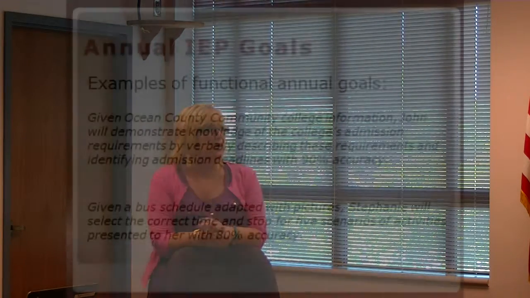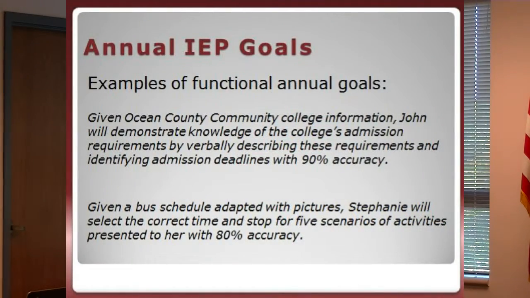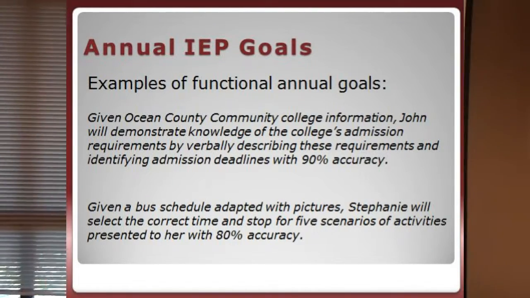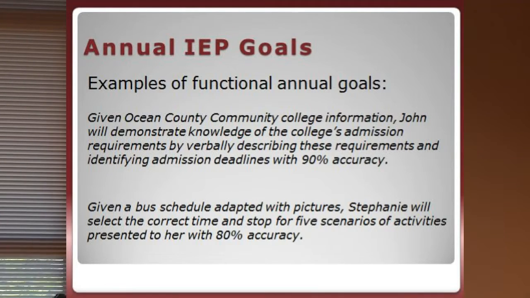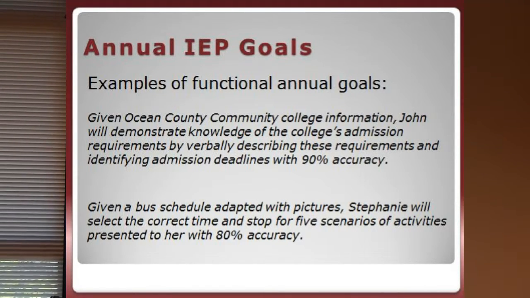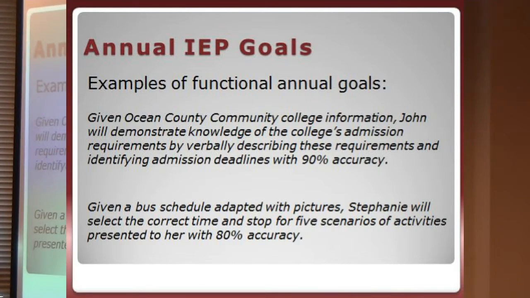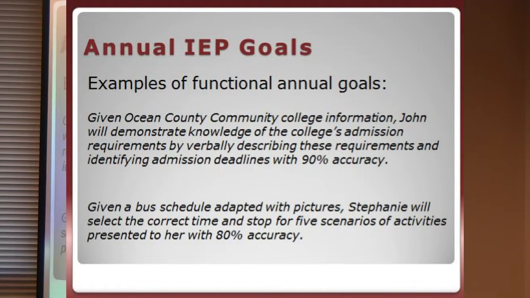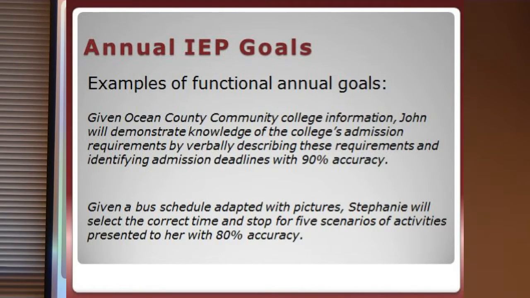So here's an example of a functional goal. Given Ocean County Community College, John will demonstrate knowledge of the college admissions requirements by verbally describing these requirements and identifying admission deadlines with 90% accuracy. A functional goal would be: given a bus schedule adapted with pictures, Stephanie will select the correct time and stop for 5 scenarios of activities presented to her with 80% accuracy.